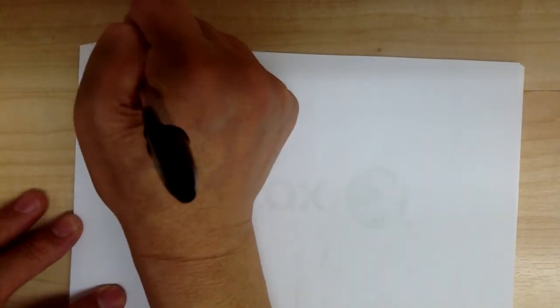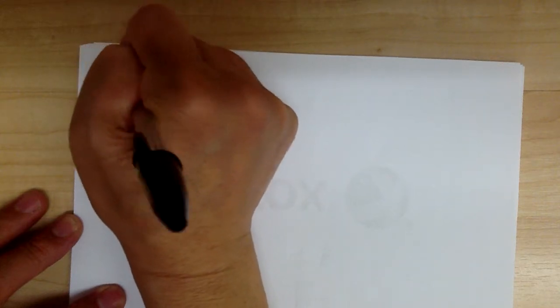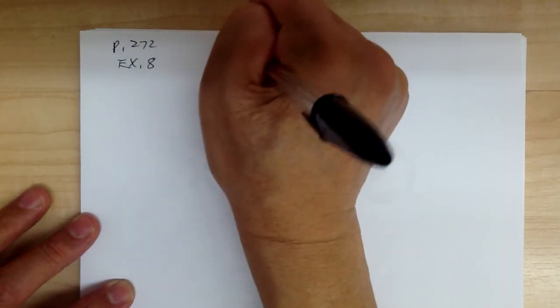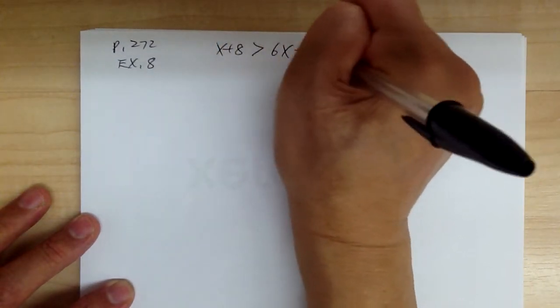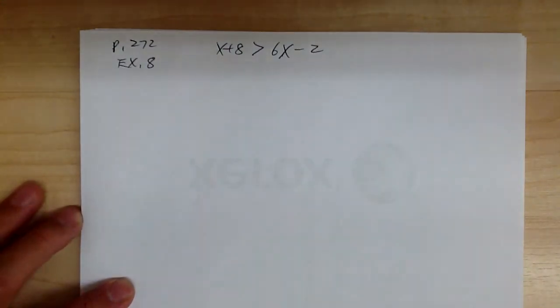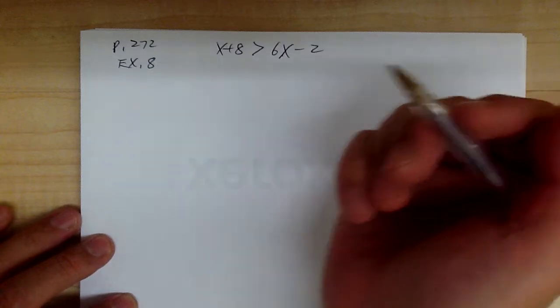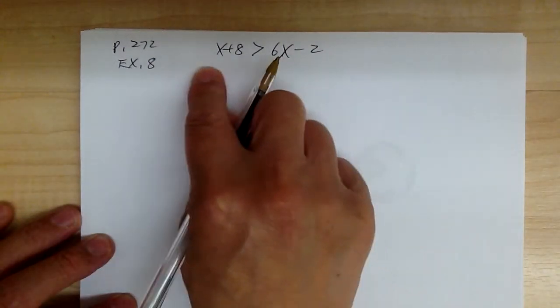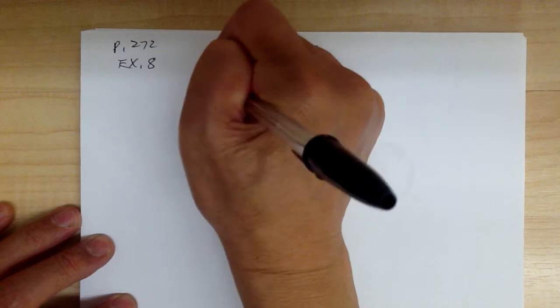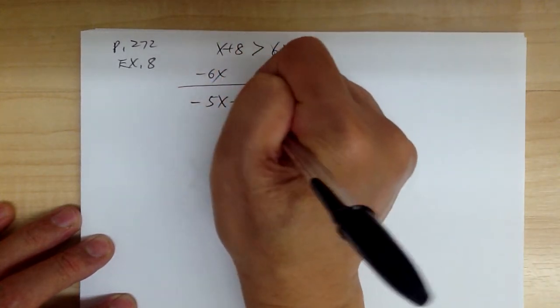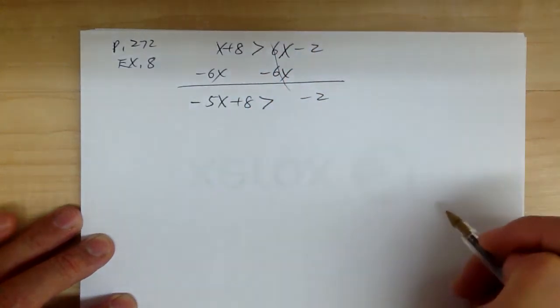Okay, let's go to example 8. Example 8, you have x plus 8 is greater than 6x minus 2. When you deal with inequalities, to avoid confusion, it's better to always move the variable to the left-hand side. So I'm going to move this to this side. Minus 6x, minus 6x. So this will cancel out. So I end up with minus 5x plus 8 is greater than minus 2.